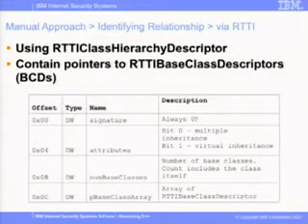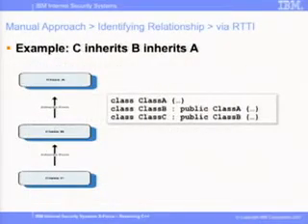So for polymorphic classes, it is easy to identify the base classes because of the RTTI base class descriptors. So again, this is the class hierarchy descriptor for a specific class. So it will contain the number of base classes and a pointer to the array of each base class descriptor. So here's an example.